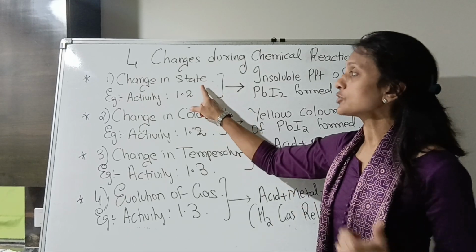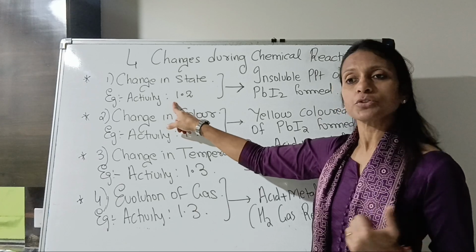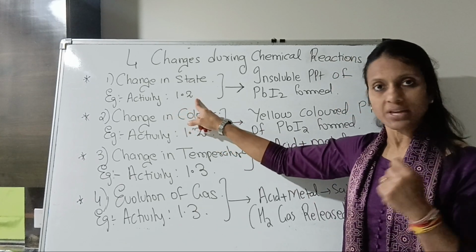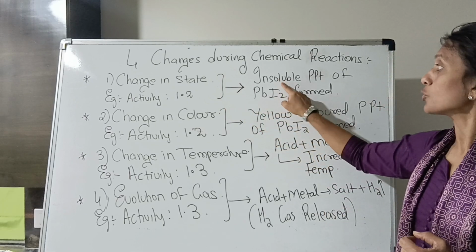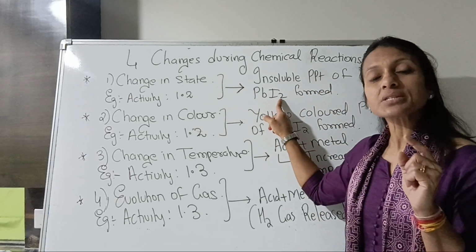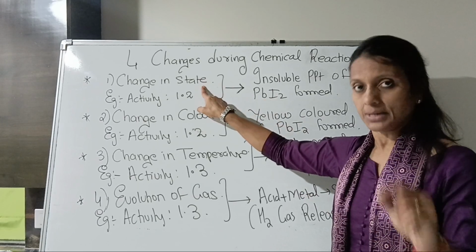There can be a change in state, that is, for example, let's take activity 1.2 where lead nitrate and potassium iodide reacted, and we know that insoluble precipitates of lead iodide were formed. This insoluble precipitation indicates change in state.